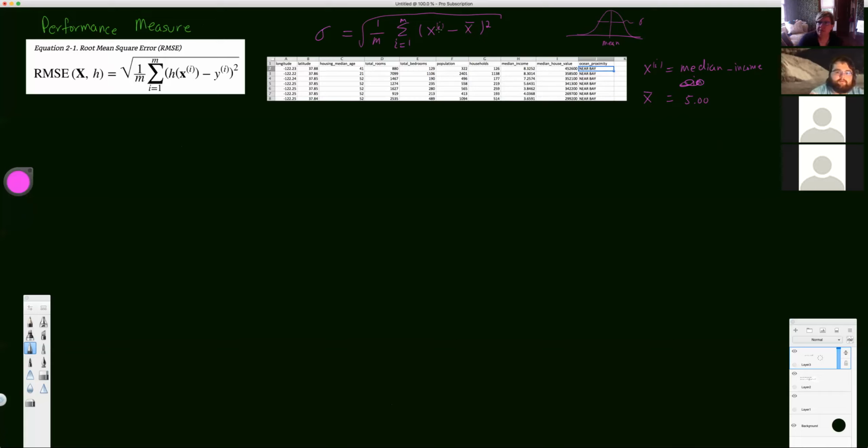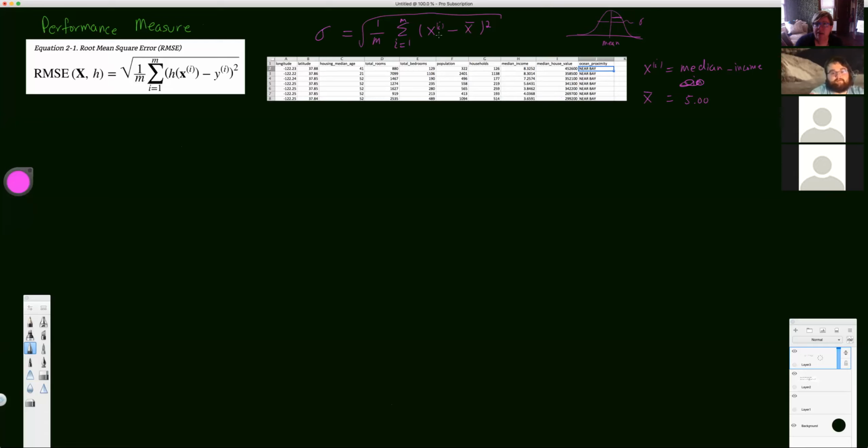So this thing up here is saying, take every X, for instance 8.3252, and subtract off the mean. So 8.3252 minus 5 is 3.3252. That's the difference from the mean. Maybe that point is right here, and it's asking how far it is from the mean. Well, it's 3.3252 away from the mean.